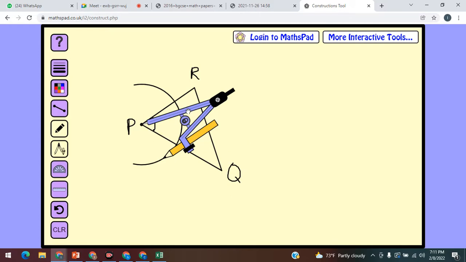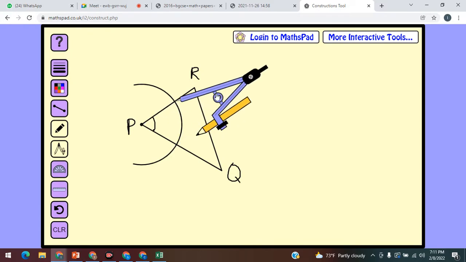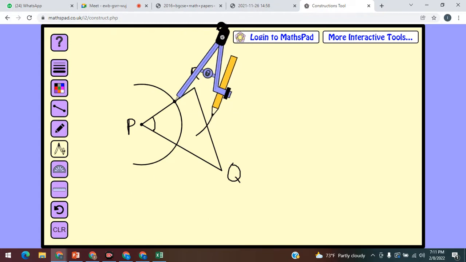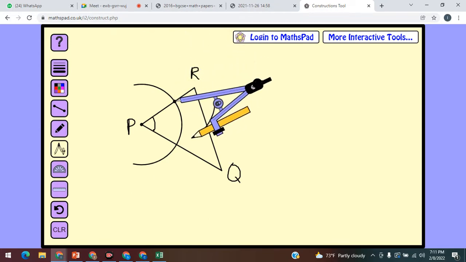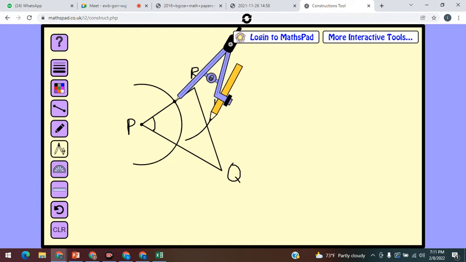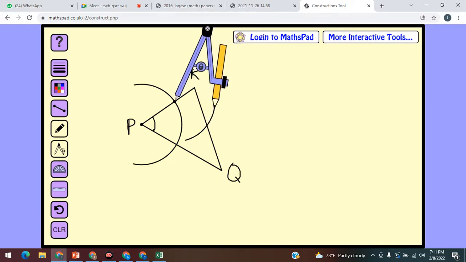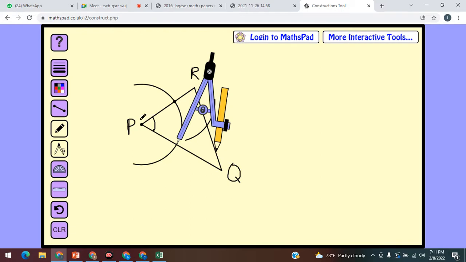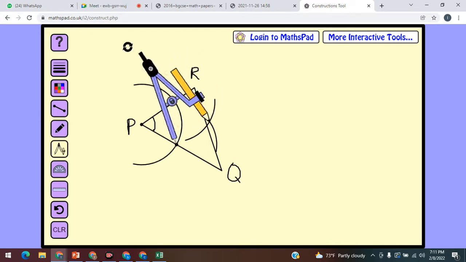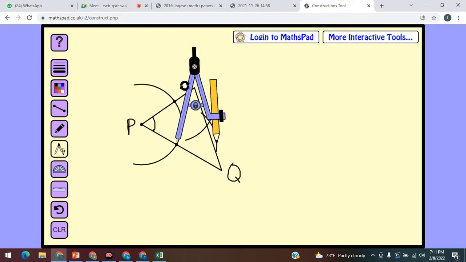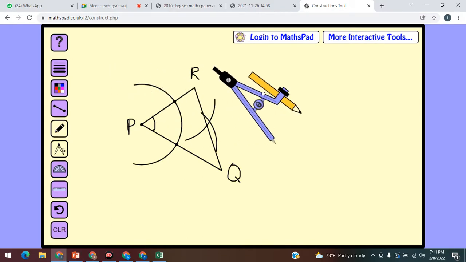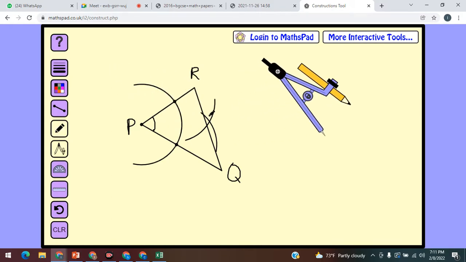But the thing is, you go to this point right here, where the arc and the line segment PR intersect, and you draw an arc right here. Notice that my compass is the same length. I haven't moved it. Then I go to the point where PQ intersects with the arc, and I draw another arc right there. Then I consider where those two arcs intersect.